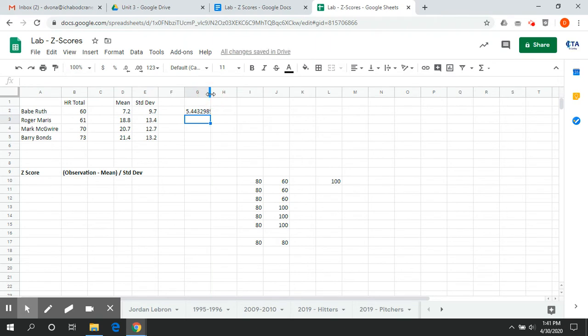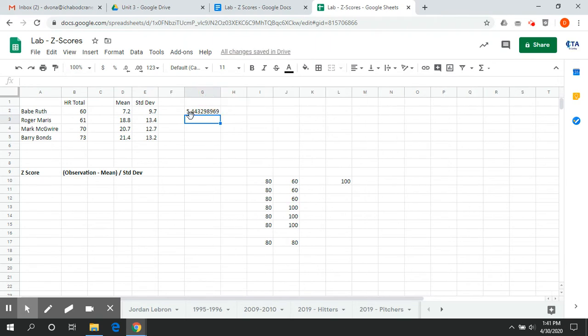All right, so we can see that Babe Ruth had a z-score of 5.4, which basically means he was almost 5.5 standard deviations above the mean, which is a lot. And now if we drag this down, we can see it for the other players. Roger Maris was 3.1 standard deviations above the mean. Mark McGwire was 3.8 standard deviations above the mean. I'm not rounding here. I'm just using the first decimal. And then Barry Bonds was 3.9 standard deviations above the mean.